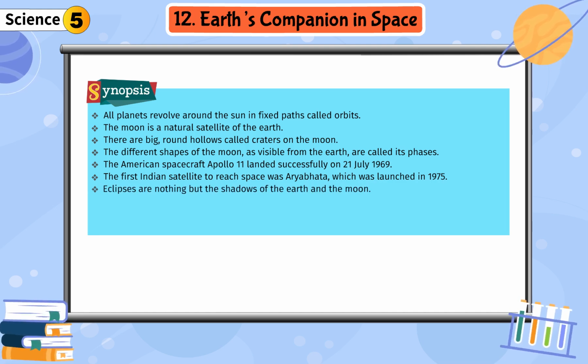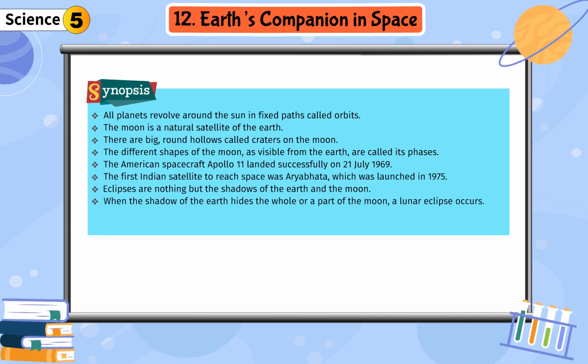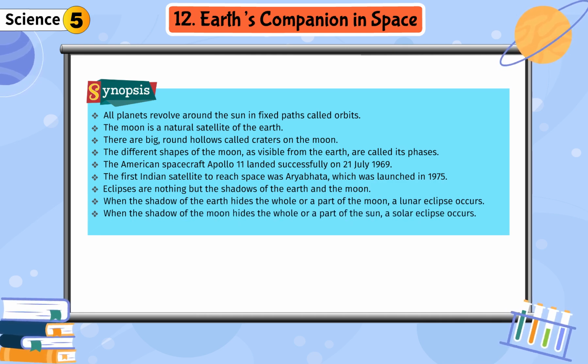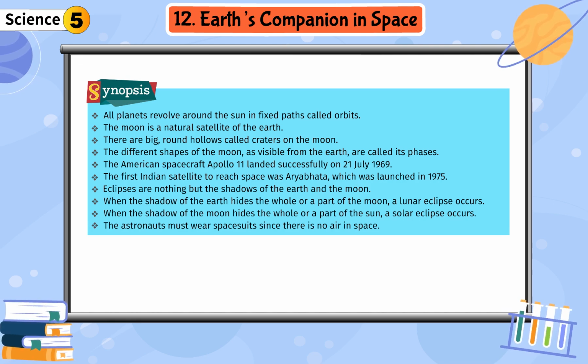Eclipses are nothing but the shadows of the Earth and the Moon. When the shadow of the Earth hides the whole or a part of the Moon, a lunar eclipse occurs. When the shadow of the Moon hides the whole or a part of the Sun, a solar eclipse occurs. The astronauts must wear spacesuits since there is no air in space.